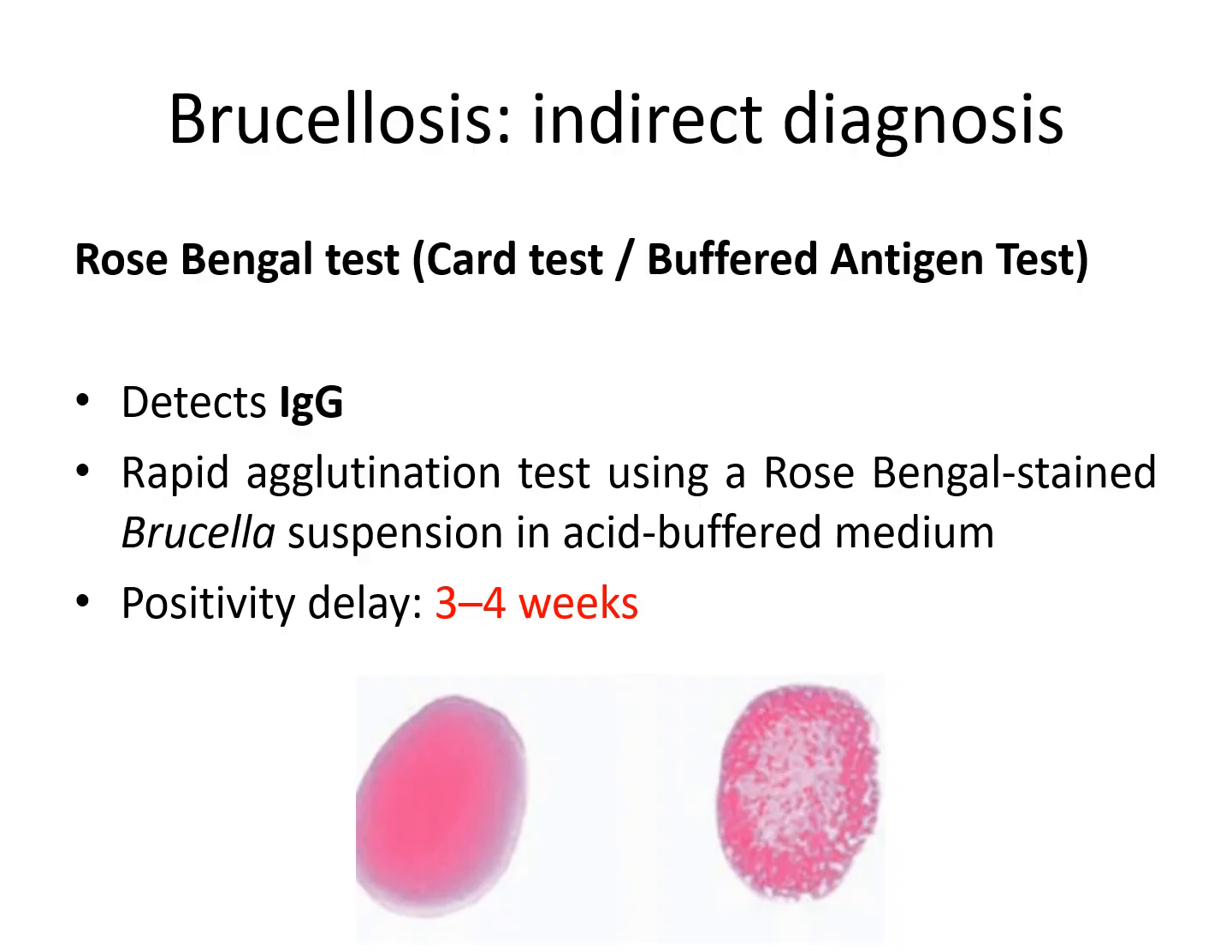Indirect diagnosis involves detecting the patient's immune response, specifically antibodies. The first test we often use is the Rose-Bengal test, also known as the CAR test or buffered antigen test. This is a rapid agglutination test. It uses a Brucella suspension stained with Rose-Bengal dye and suspended in an acid buffered medium. This test detects IgG antibodies. A key point is that it typically becomes positive around 3 to 4 weeks after infection.